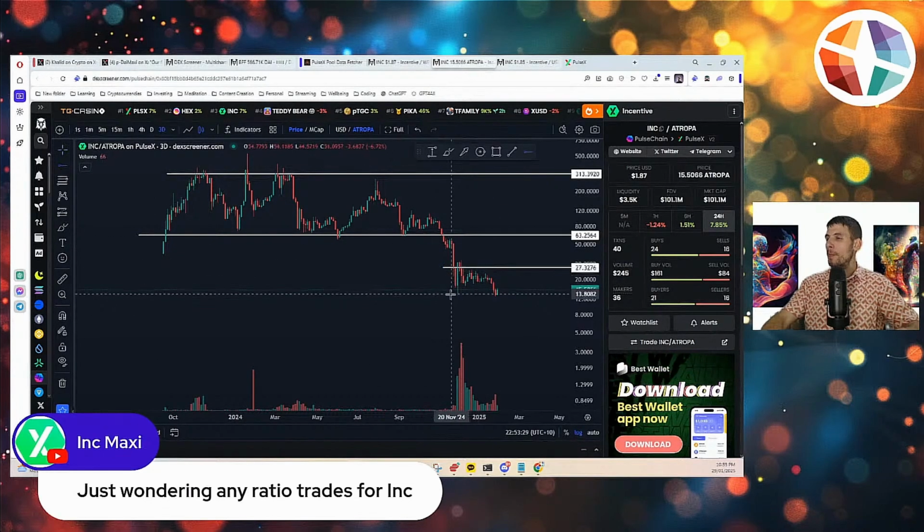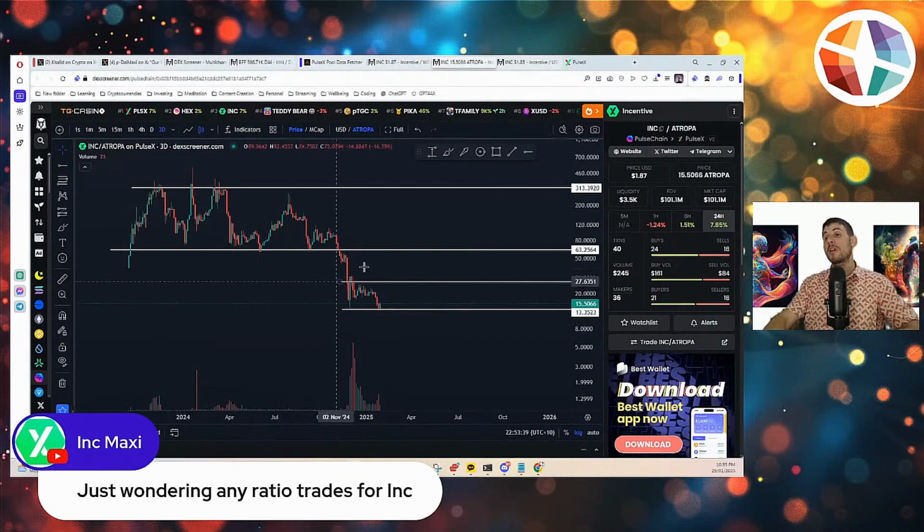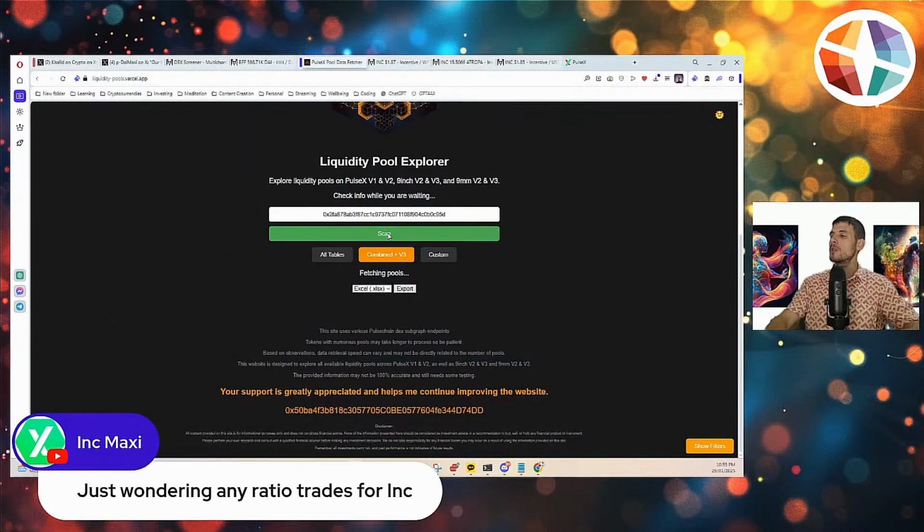So maybe it does this. Maybe it ranges in here, and then it keeps dropping and it keeps dropping and it keeps dropping. And to be perfectly honest, that wouldn't surprise me even in the slightest. People would be selling the crap out of Ink to pump Atropa. Wouldn't surprise me even in the slightest. Oh, come on, come on.